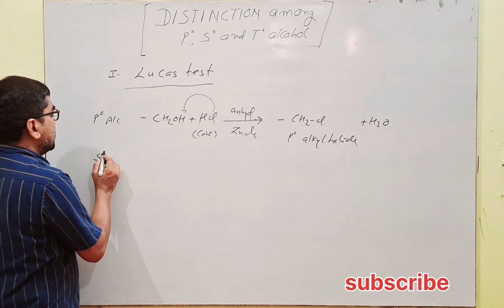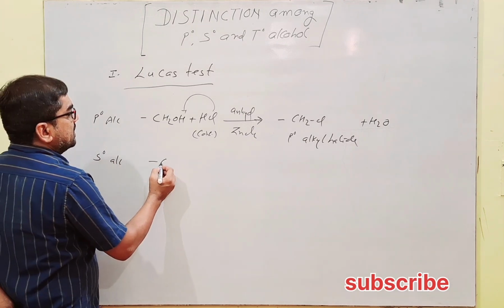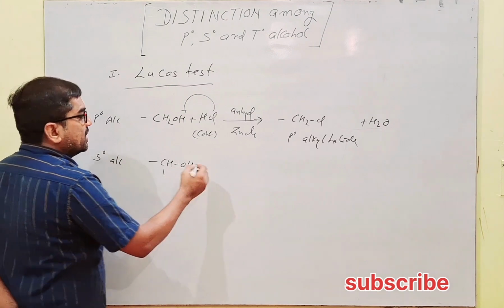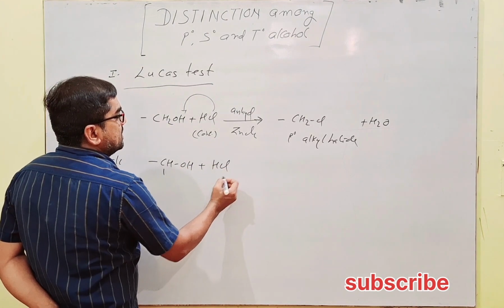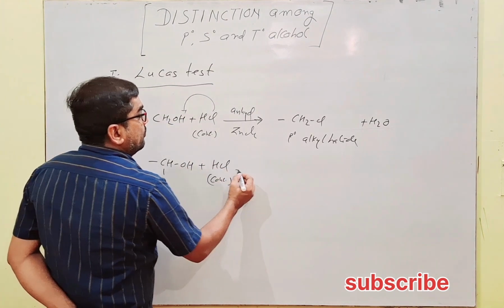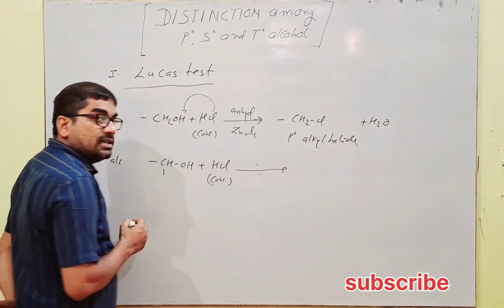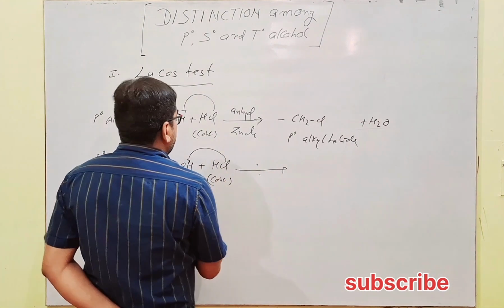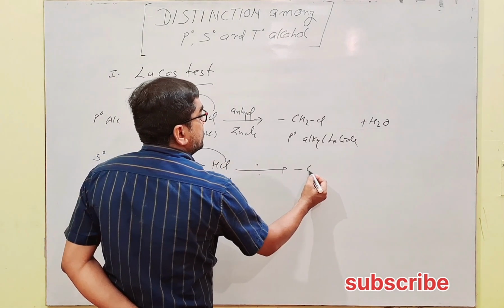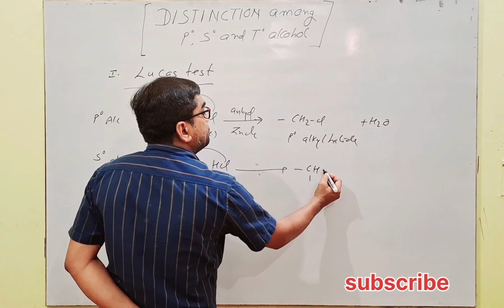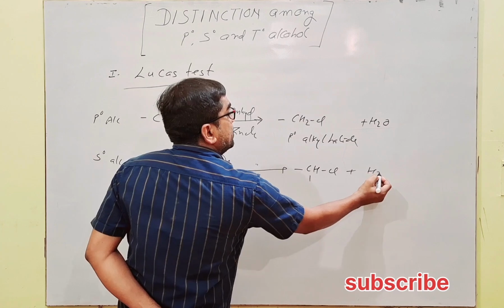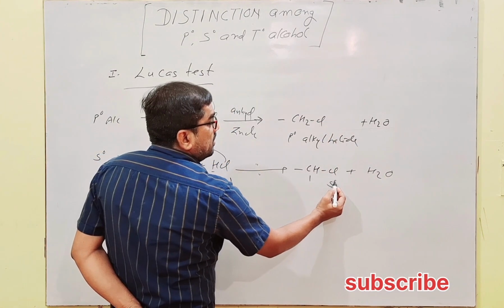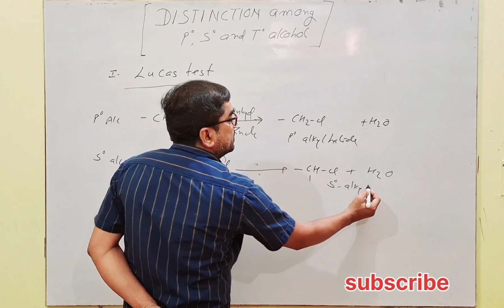Now we will take secondary alcohol. Secondary alcohol is represented by this CHOH, which reacts with concentrated HCl with anhydrous ZnCl2. Again Cl displaces this OH, and this OH and H form CHCl with elimination of water as byproduct, and here secondary alkyl halide is formed.